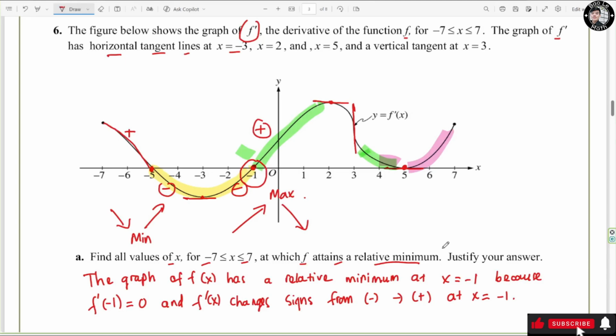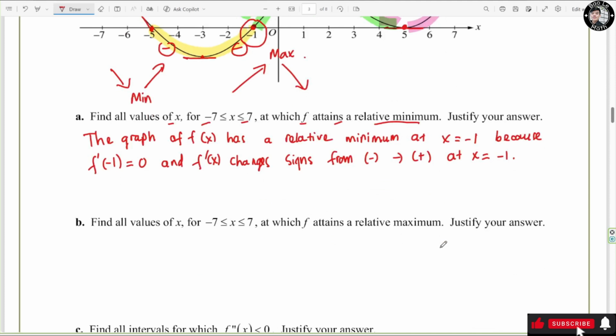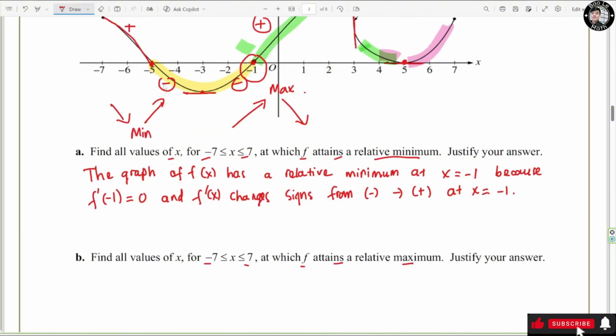Now let's move on to question B. Find all values of s for s from -7 to 7 at which f attains a relative maximum. So similar to question A, the relative maximum is at s equals -5, so we do exactly the same thing. The graph of f has a relative maximum at s equals -5 because f prime of -5 equals 0 and f prime of s changes sign from positive to negative at s equals -5, right?